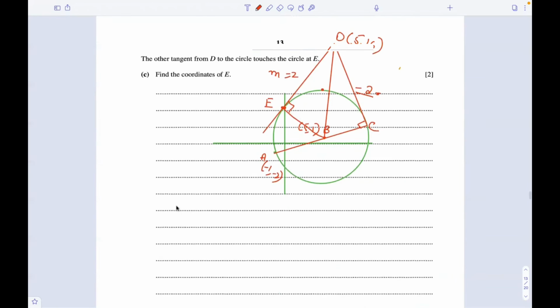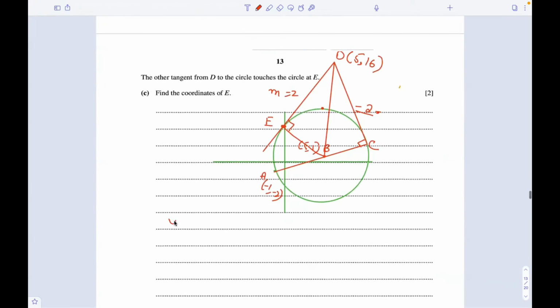To find the equation of DE, first of all, we can write it as y = mx + c. We know that the gradient is 2, so we can write it as y = 2x + c, and we can find the value of c by substituting the coordinates of D, which are 5 and 16. Substituting them, we get 16 = 2 times 5 + c, so c is equal to 16 minus 10, which is 6. So the equation is y = 2x + 6.